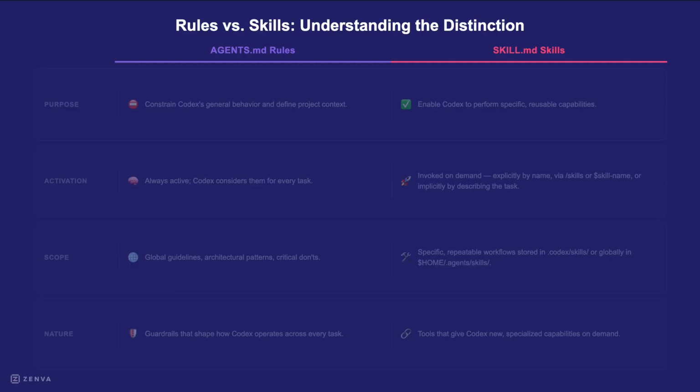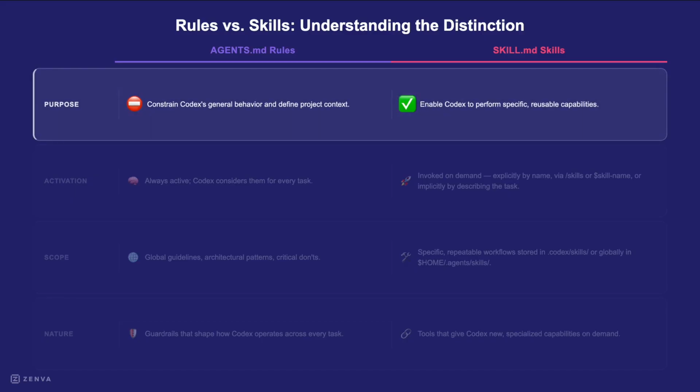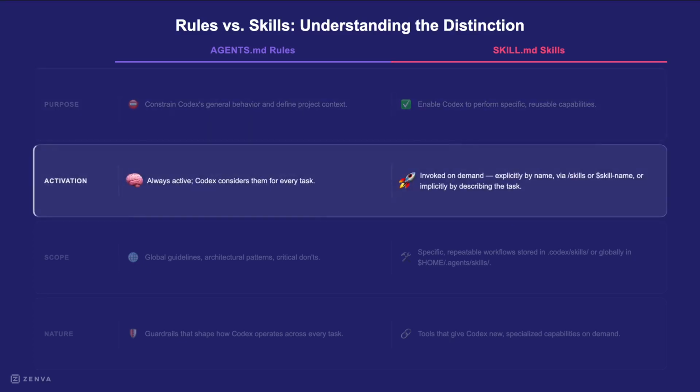Effective application is key to mastering Codex and optimizing workflows. Let's examine their purpose. Agents.md rules constrain Codex's general behavior and define project context. Skills, conversely, enable specific reusable capabilities, giving Codex a new function to execute. Agents.md rules are always active, influencing every task. Skills, in contrast, are invoked on demand, explicitly by name or implicitly by task description.